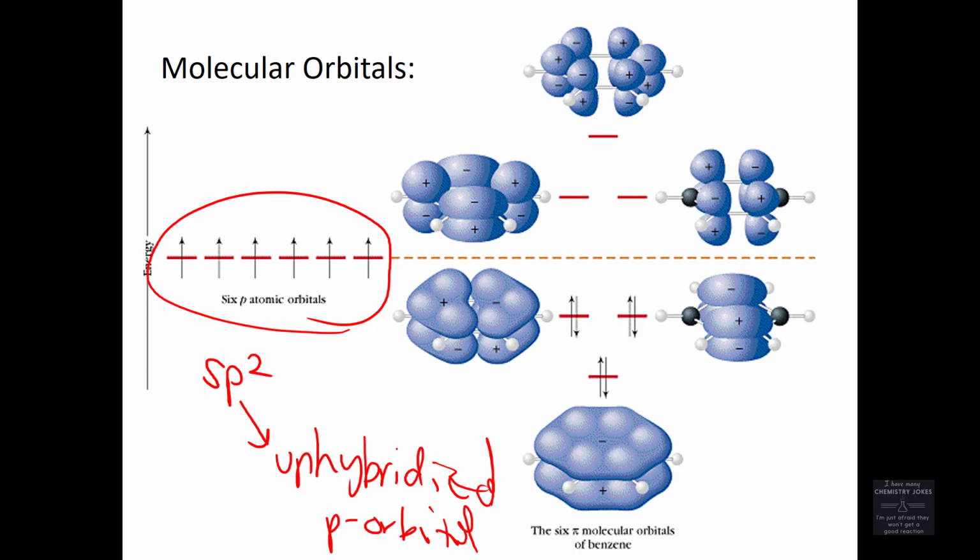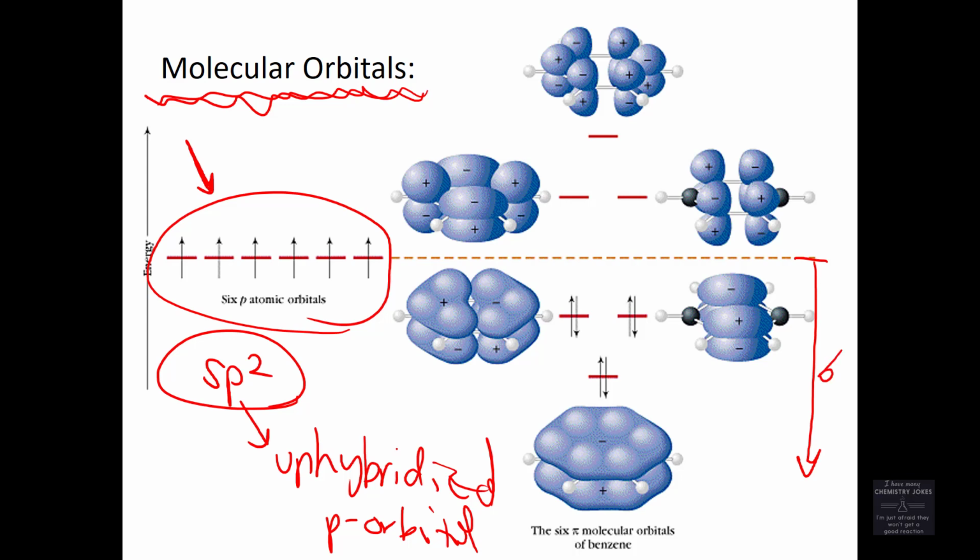Well, sp2 is called hybrid orbital theory, but we now know of something called molecular orbital theory, which we think is a better description of how molecules bond. So rather than thinking of these 6 atomic p orbitals, we recombine orbitals along the whole molecule of benzene. The ones below the midpoint we call bonding orbitals. The ones above the midpoint we call anti-bonding orbitals.